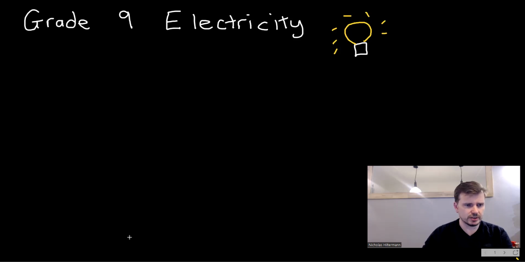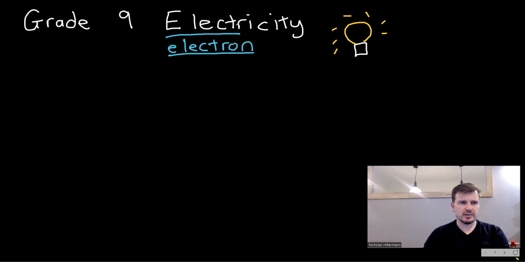The first thing we notice from electricity, the beginning, "electric." Well, we know that must have something to do with electrons. And that's exactly what electricity is. It's the movement of electrons.